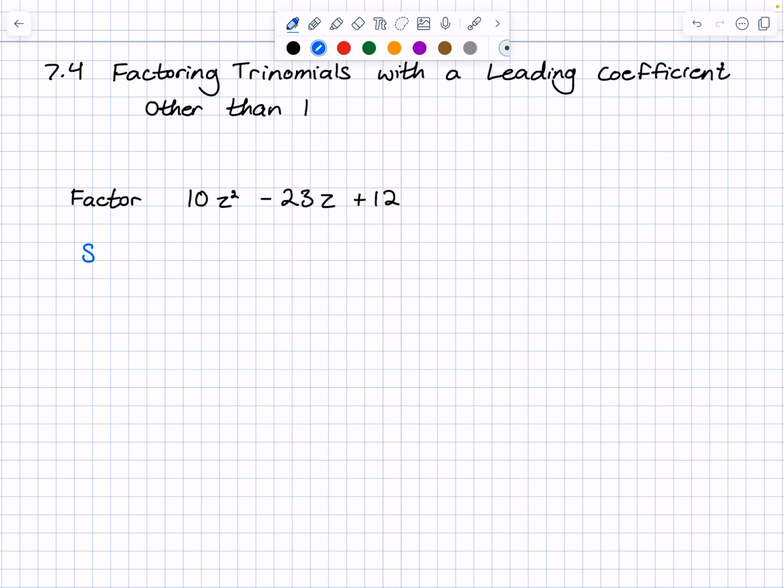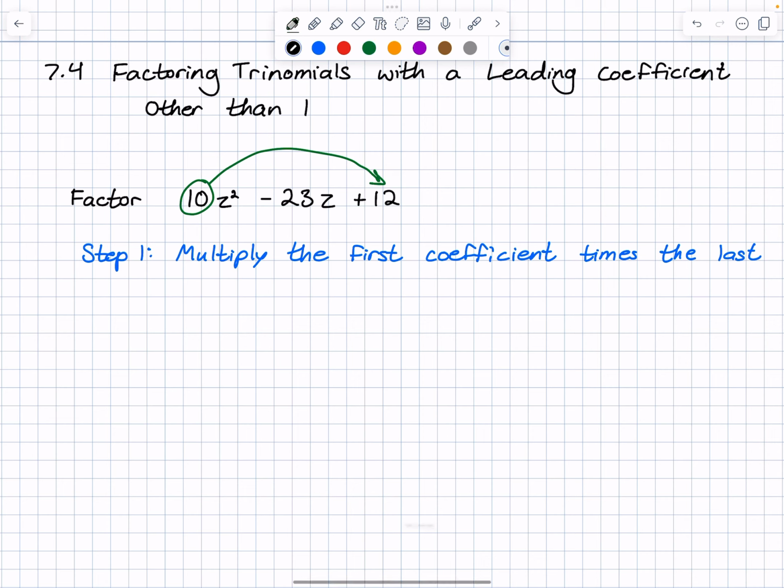So we're going to do it the exact same way, but without any of the shortcuts. You may remember, but I'm going to write the steps again. Step 1 is going to be multiply the first coefficient times the last. In this particular example, the first coefficient is 10 and the last coefficient is 12. So when I multiply them, I'm going to end up with 10 times 12, that's 120. So done, that's step 1.